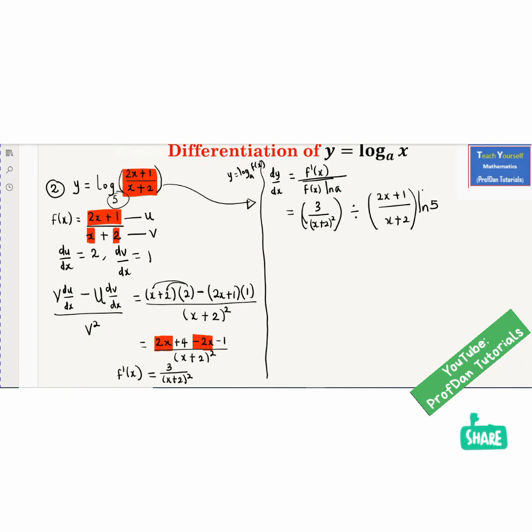If we go ahead to simplify further, we can have 3 over x plus 2 all squared multiplied by, then we invert this. It's going to leave us with x plus 2 over 2x plus 1 ln 5. So the whole of this can cancel one of these, so we'll be left with 3 over x plus 2 times 2x plus 1 times ln 5, and you can still simplify further if you so desire.